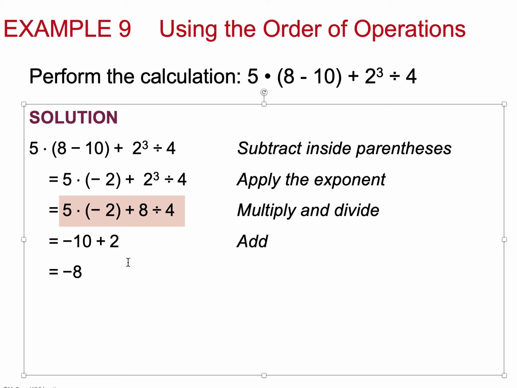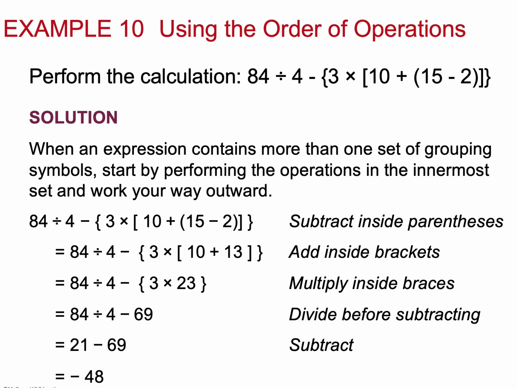And this is where people get messed up. Multiplication happens simultaneously with division from the left to the right. So I'm going to do 5 times negative 2, which is negative 10. And then 8 divided by 4 is 2. So this is negative 10 plus 2, which is negative 8. That's a very common area people get tripped up with.